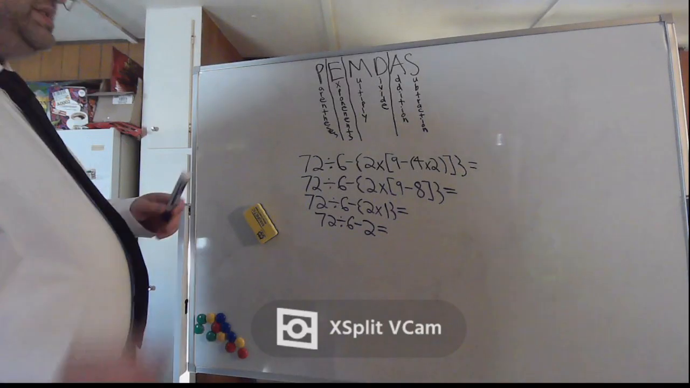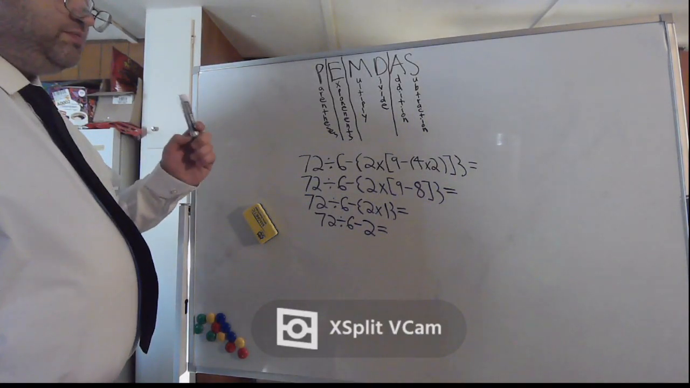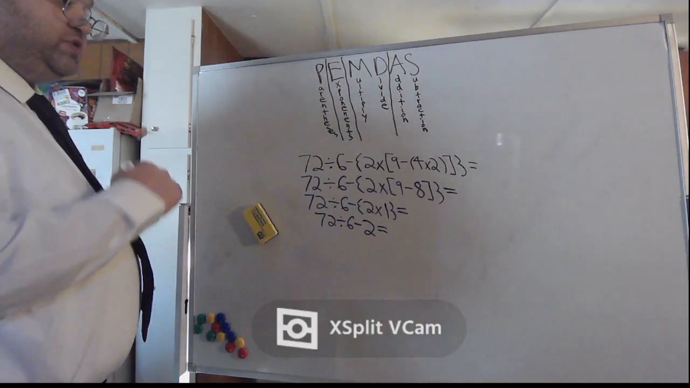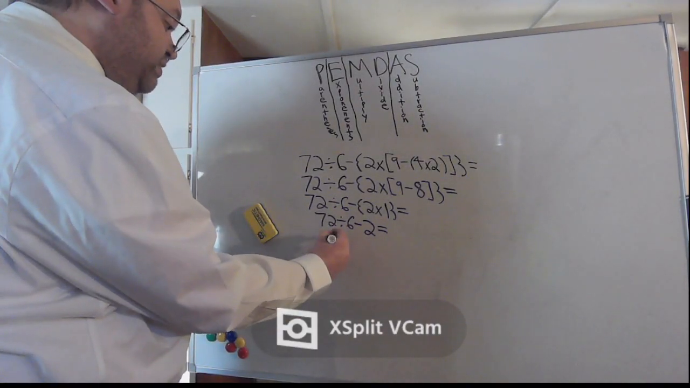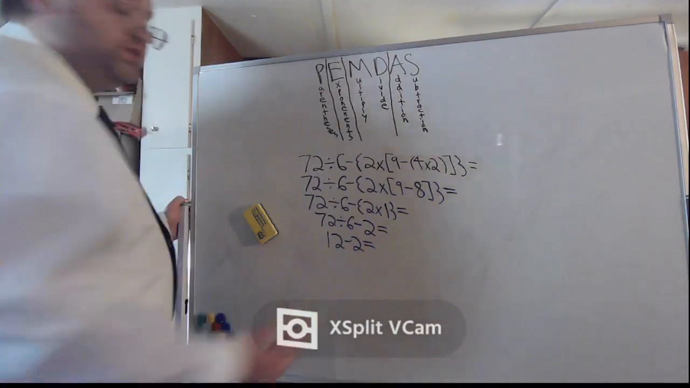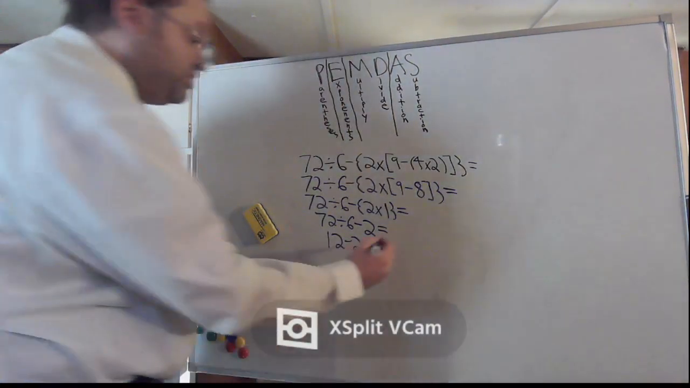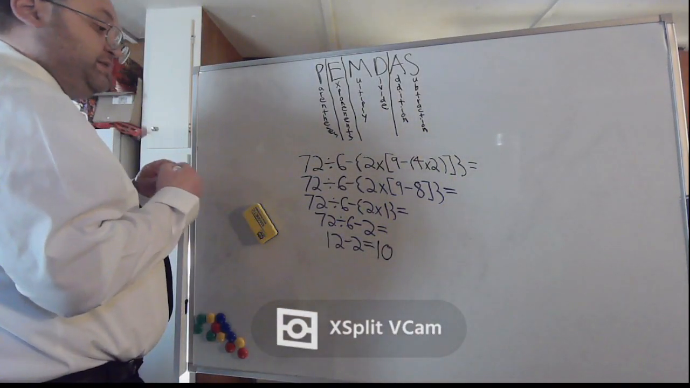So now let's see. We don't have any parentheses. We have no exponents, and we don't have multiplication, but we do have division. What is 72 divided by 6? That's going to be 12. Then we have minus 2. What is 12 minus 2? Well, that's just going to be 10. So your answer to that equation is going to be 10.